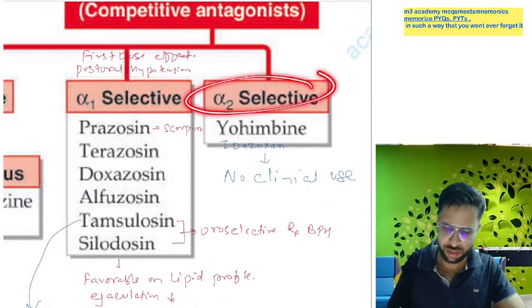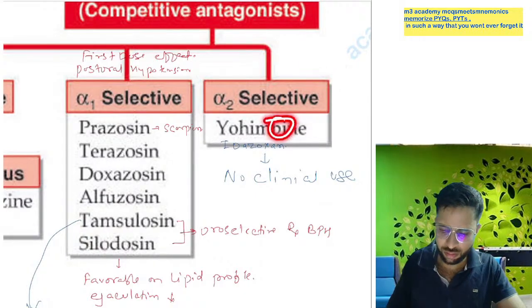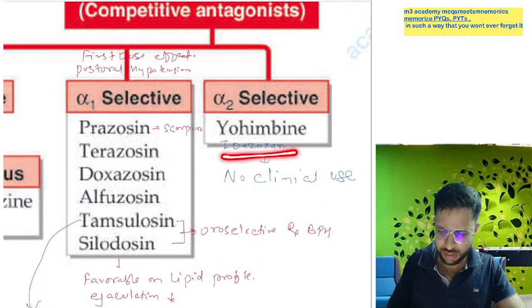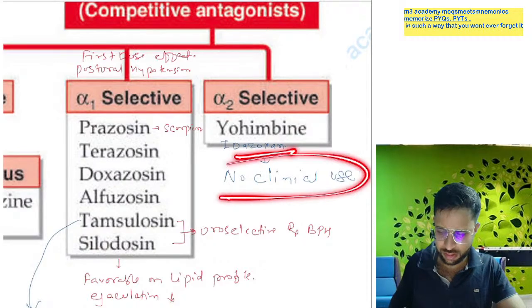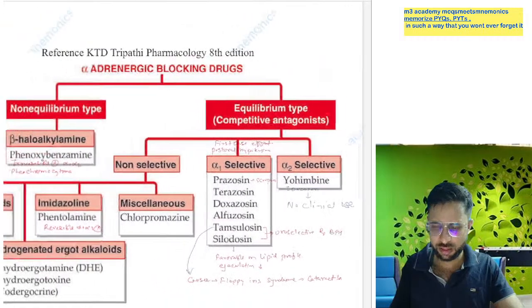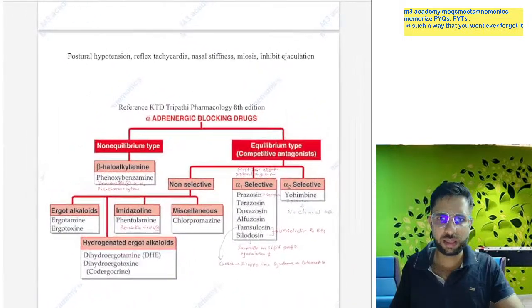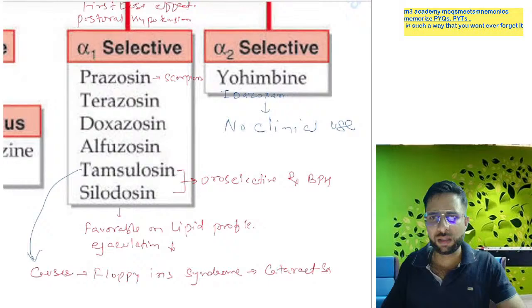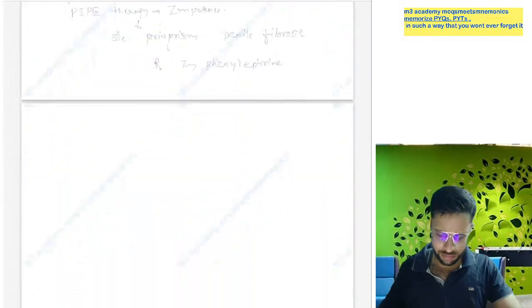Now alpha 2 selective blocker is yohimbine. Yohimbine is a bi, means the alpha 2. So yohimbine and idazoxan, and these have no clinical use. Yes, so yohimbine का कोई भी clinical use नहीं है. साइकोलॉजिकल इम्प्रूवमेंट करता है इंपोटेंस में, बाकी इसका कोई भी क्लिनिकल यूज नहीं है.